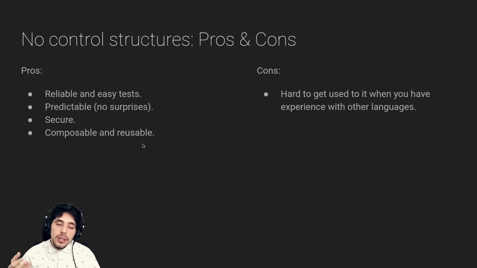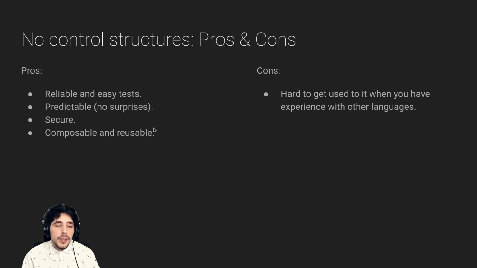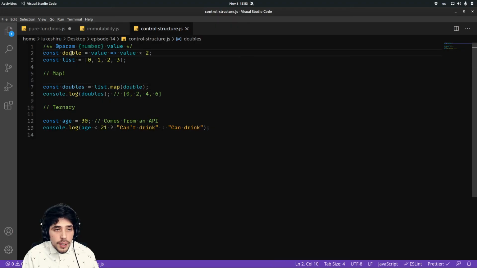It's more predictable. Again, we don't have any kind of surprises because the values will always be the same, because this map function is actually super pure. It's more secure because we don't rely on human error, like putting the index value wrong or something like that. It works because it's already tested by the browser developers, and it's composable and reusable because I just write this double thing and I can just put it in here and it works as expected.